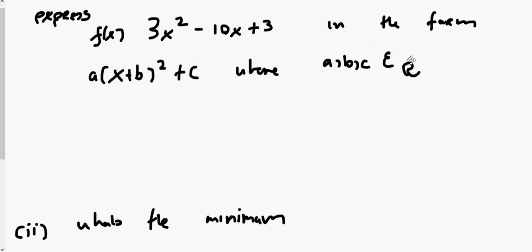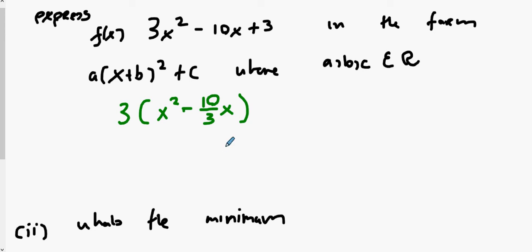Oh, what does a, b, c element of Q mean? It means they're either fractions or regular numbers, nothing irrational. Okay? So what do I take out of the first part? Well, you take out 3 and what's left over? x squared, yeah. Minus 10 over 3. Ouch. Not a nice one, is it? Not a nice one at all. Let's keep going. What do we do then?